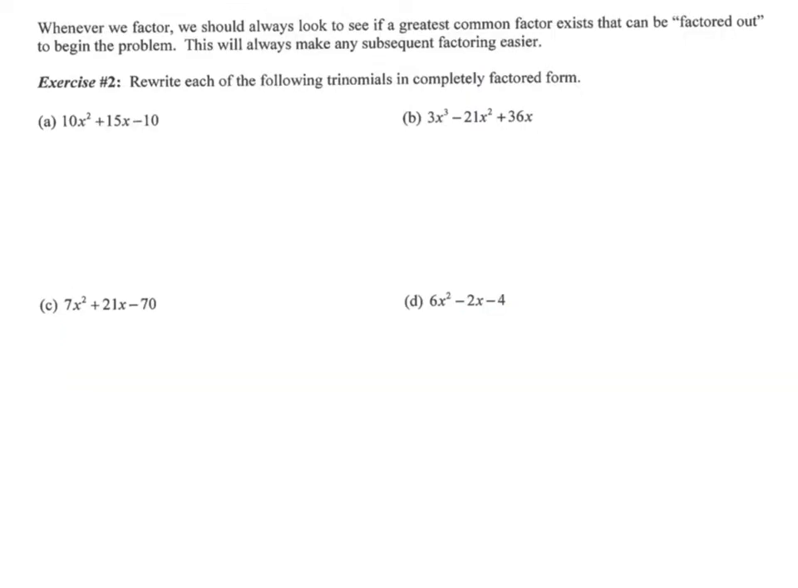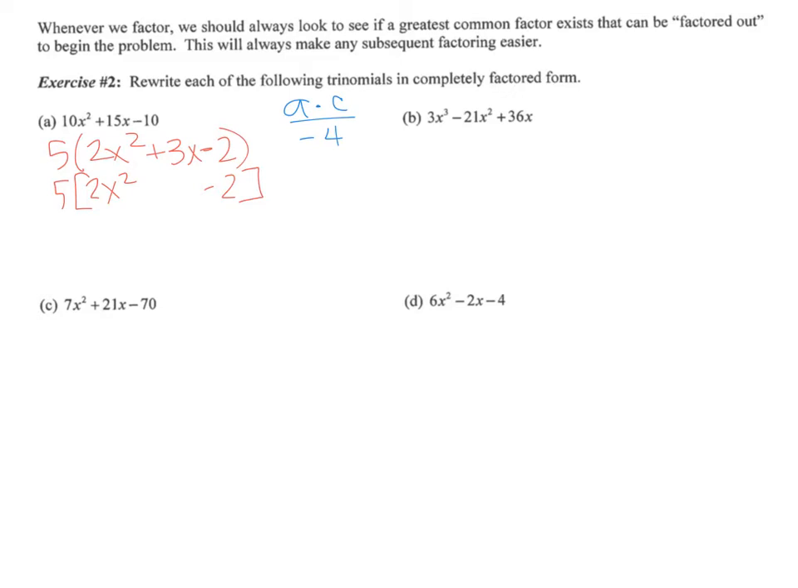So whenever we factor, we should always see if there's a greatest common factor first. So looking at the first one, letter A, there's a 5 that can go into all of those. So I have 2x squared plus 3x minus 2. We can use the AC method for this one. So we have our 5. We have our 2x squared. We have our negative 2. Now, A times C. So 2 times negative 2 is negative 4.